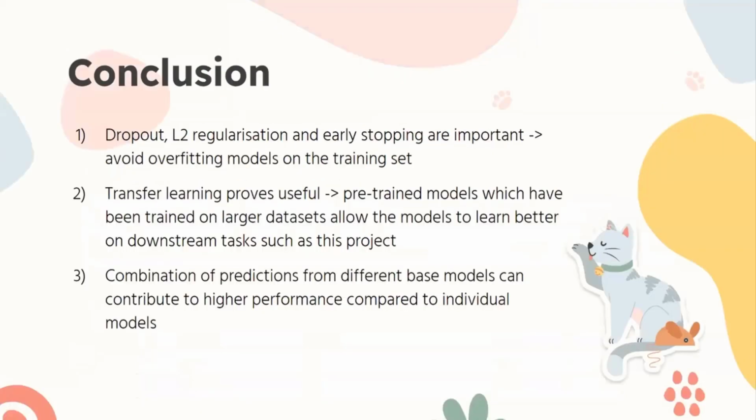From this project, we learned that methods like dropout, L2 regularization, and early stopping are important to avoid overfitting the models on the training set. We also learned that transfer learning is useful as the pre-trained models, which have been trained on larger datasets, allow the models to learn better on downstream tasks such as this project. Finally, although weighted average ensembles are simple, the combination of predictions from different base models can contribute to higher performance compared to individual models. Thank you.